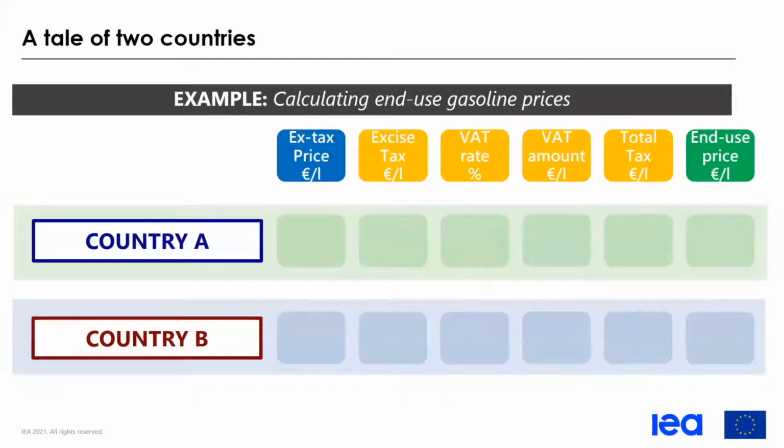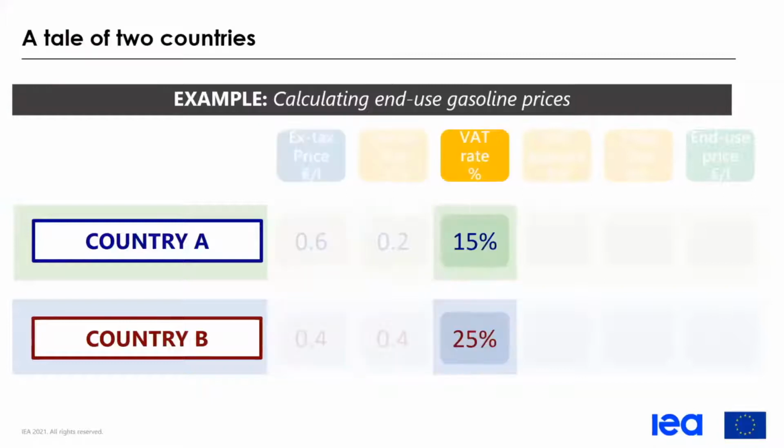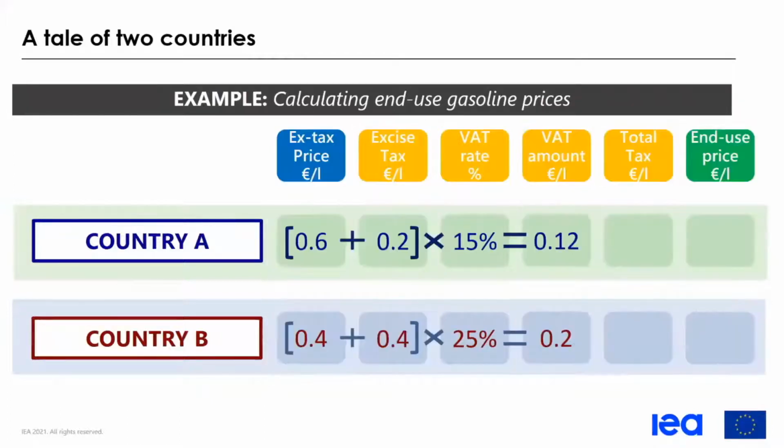The government in country A decided to implement a lower excise taxation compared to country B, maybe to compensate the high ex-tax price. Country A has also a lower VAT rate compared to country B. So overall, the total taxation on gasoline in country A is lower than in country B.